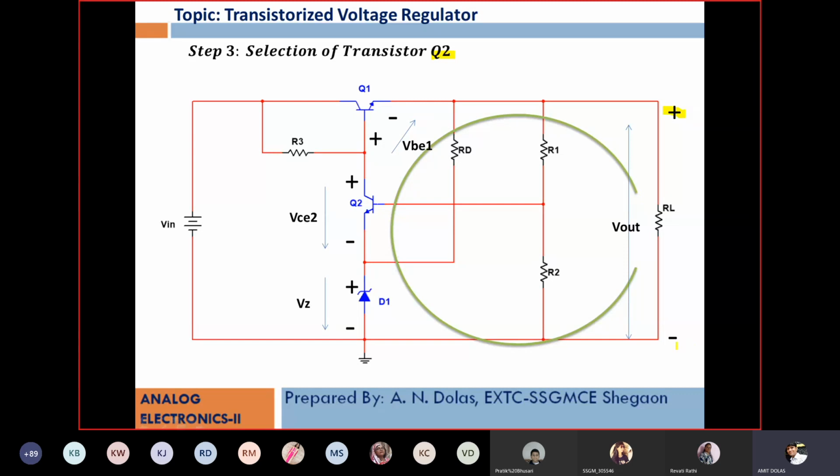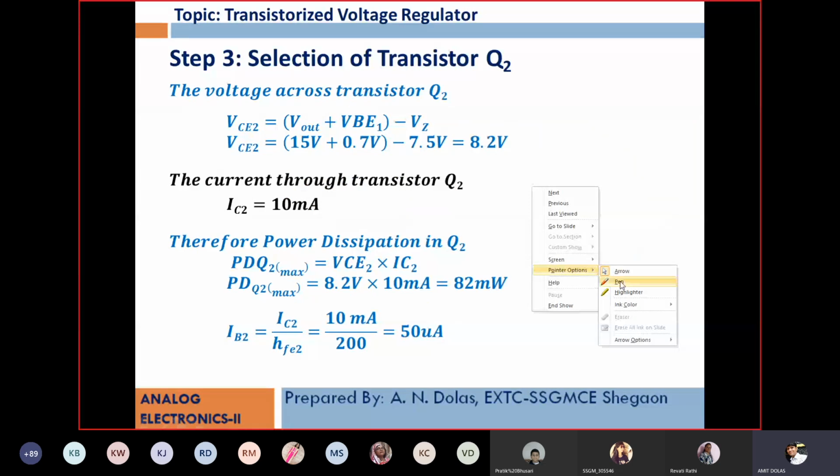Q2 is supplied by output voltage V out. It is dropping voltage across VBE1 of transistor 1, VCE of Q2 here, and VZ, out of which three are known values: V out, VBE1 and VZ. So we can easily find out VCE2. Our aim is to find VCE2, of course. So for that, the formula from KVL, the voltage across transistor Q2, that is VCE2, will be V out plus VBE minus VZ, that is 15 plus 0.7 minus 7.5, that is 8.2 volt.